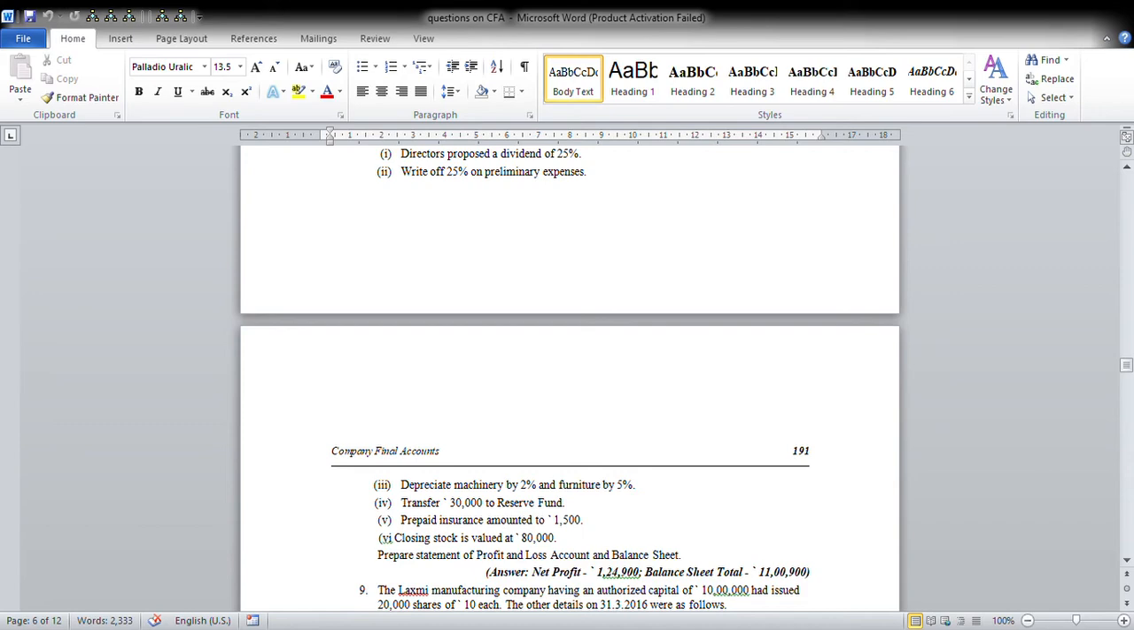Reserves and surplus. Here I'm going to take the profit and loss account. In the brackets, put it as brought down balance. That is the balance which has been brought from the previous year. Then we take the profit for the year here.